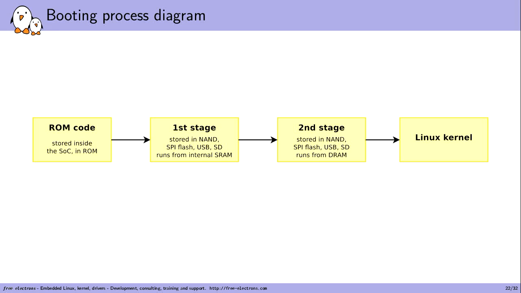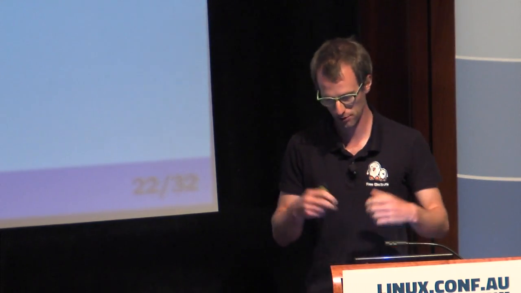In most cases, we use that first stage to load the second stage, which provides more functionality. You have a prompt and it provides commands. You can load kernel images. You can load other things, run tests, run diagnostics, and stuff like that. And that second stage is typically used to load a Linux kernel image and run it.